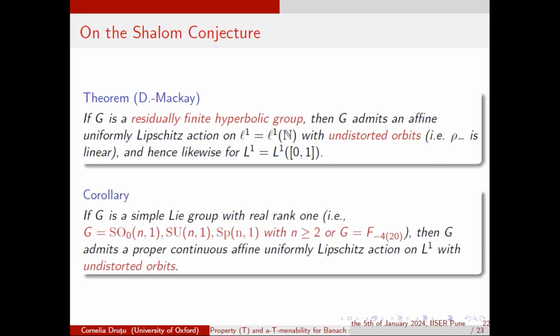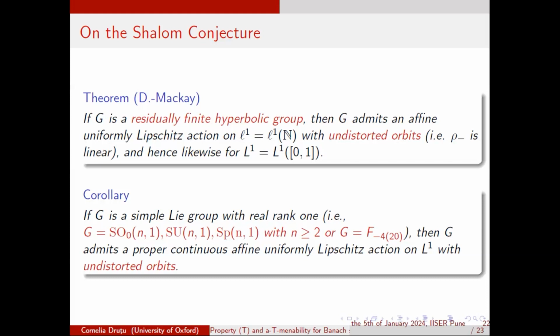Right, and so interestingly, we were able to generalize this to Lie groups. If we consider the Lie groups of isometries of one of the rank 1 symmetric spaces, then it's the same thing. We can produce an action on L1 by affine uniformly Lipschitz transformations, again with undistorted orbits and continuous. So again we can produce a copy of that Lie group inside L1 that is metrically very accurate. Now for this group, this is no news.